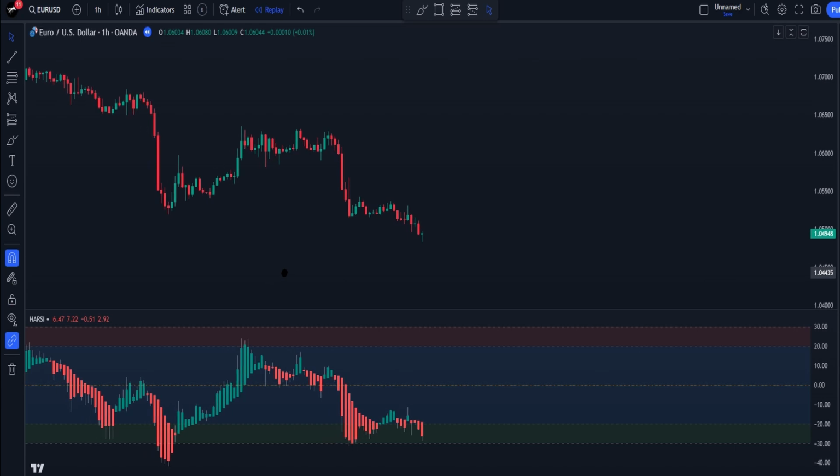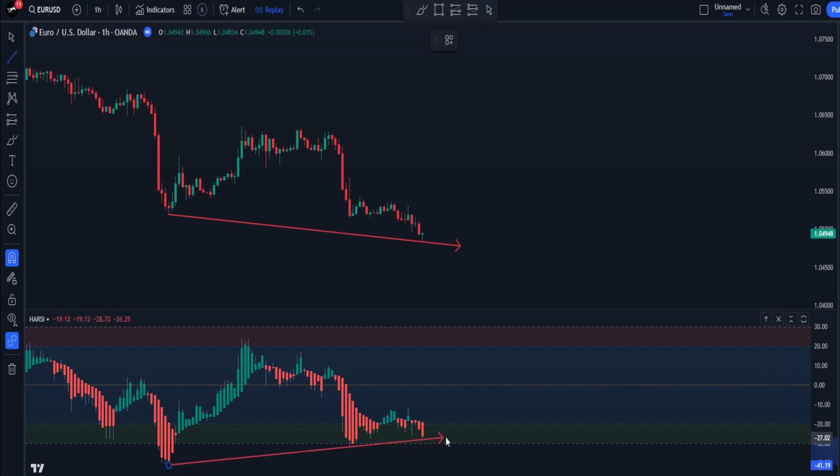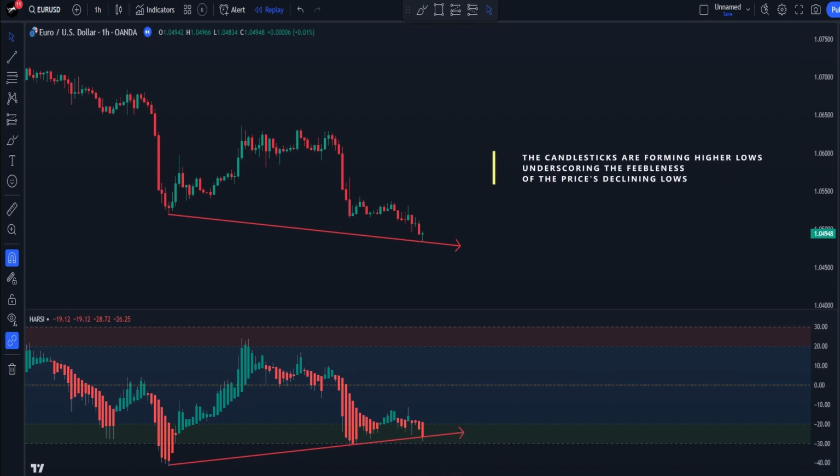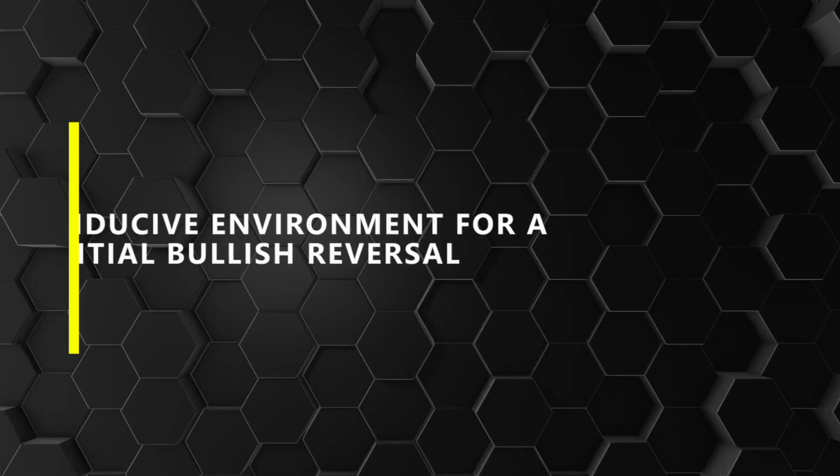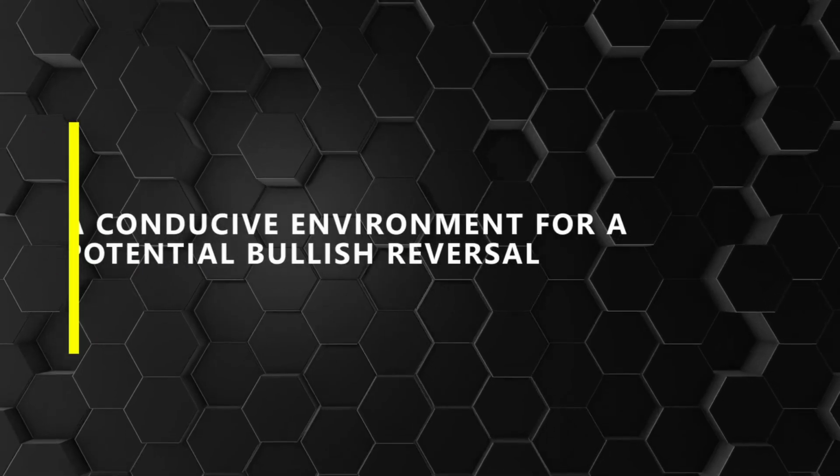After examining the aftermath of the executed move, it becomes evident that the anticipated scenario did indeed unfold. It's apparent that the price trajectory is manifesting lower lows. Nevertheless, when scrutinizing the Heikin Ashi oscillator, a different picture emerges. The candlesticks are forming higher lows, underscoring the feebleness of the price's declining lows. This discrepancy indicates a conducive environment for a potential bullish reversal.